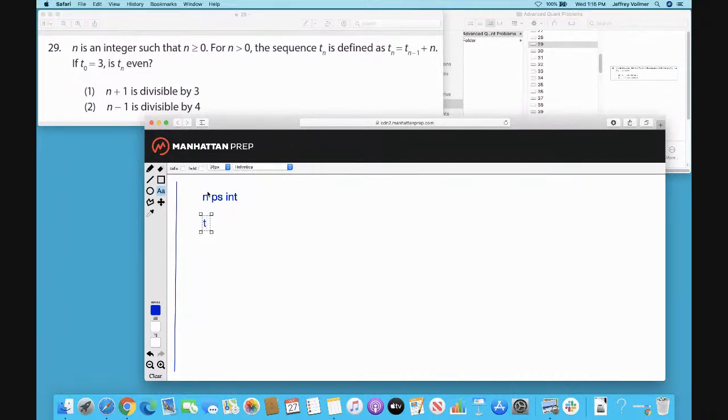Okay, so t1 is equal to t0 plus 1, 4. t2 is equal to the previous term plus 2, 6. Let me just start writing these out.